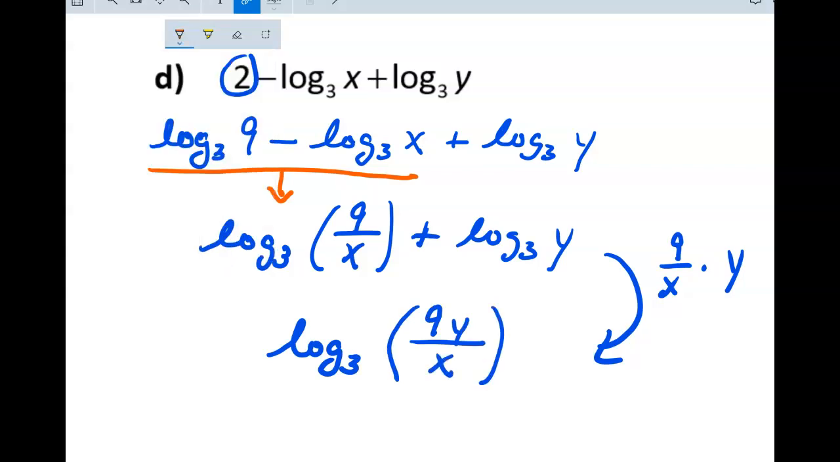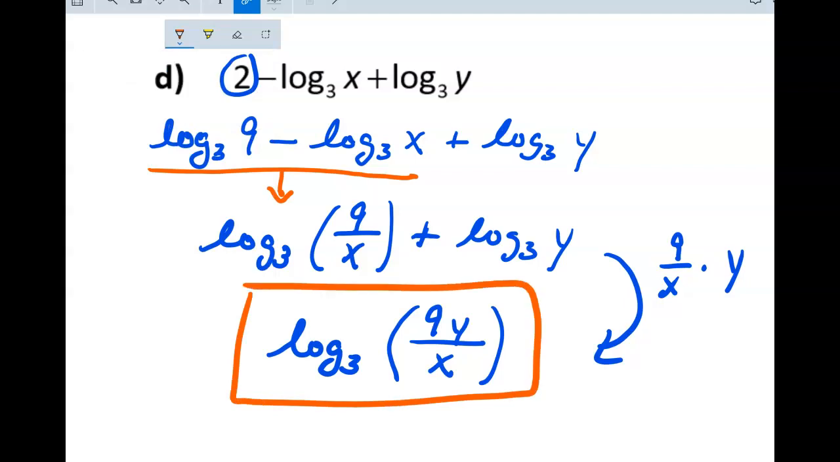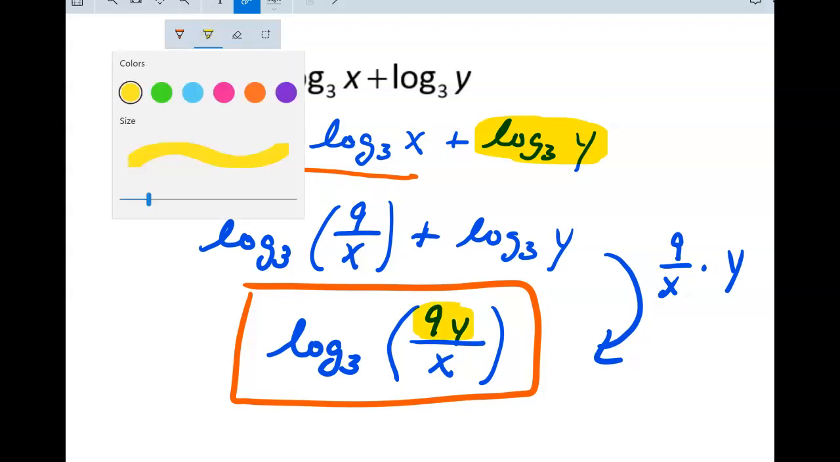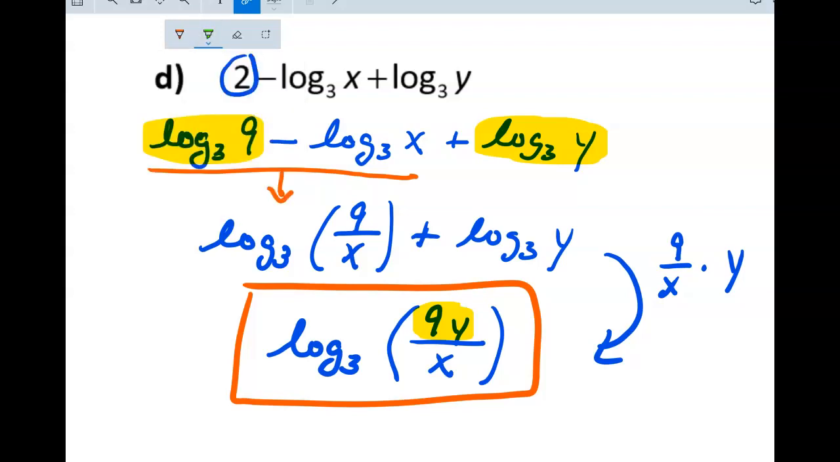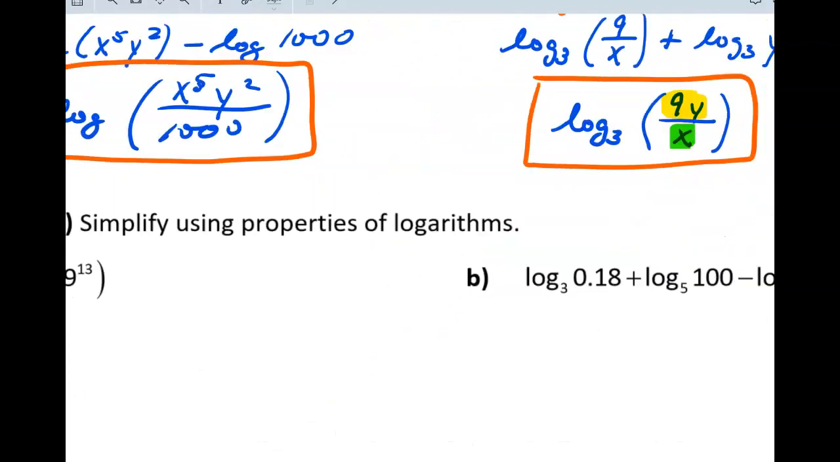Now I want you to notice something about this final result. What we can notice is the logs that had a positive coefficient, log of 9 and log of y, their arguments wound up in the numerator of the final answer. And then the logs that had a negative coefficient, the x, that x argument wound up in the denominator of the argument of the single log. All right, let's move on.